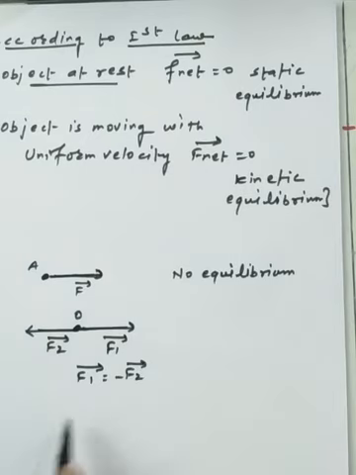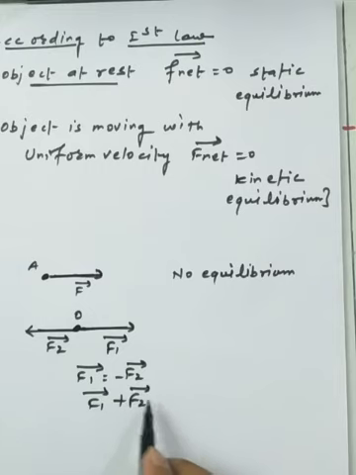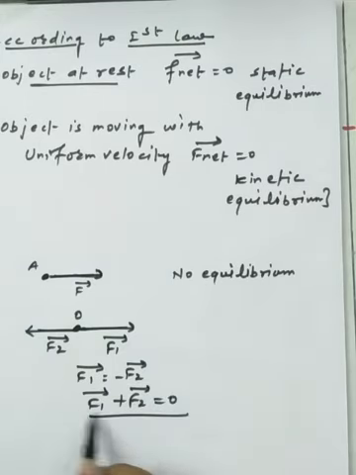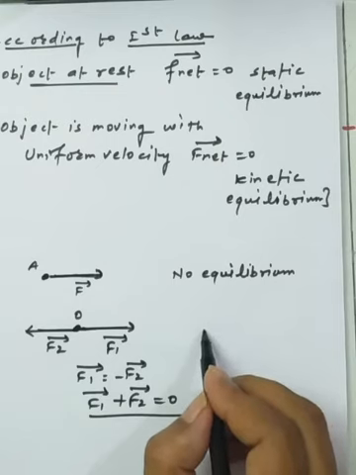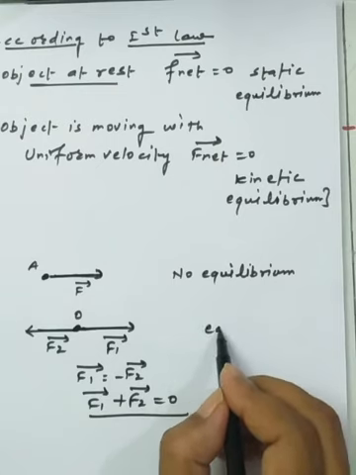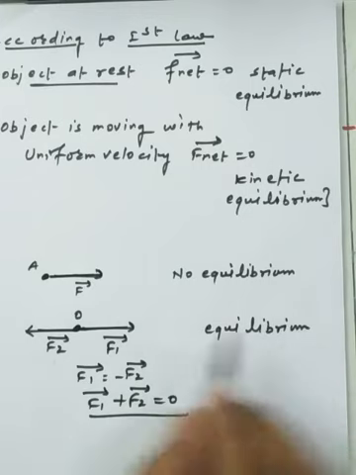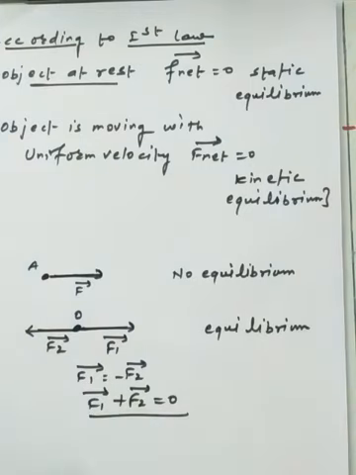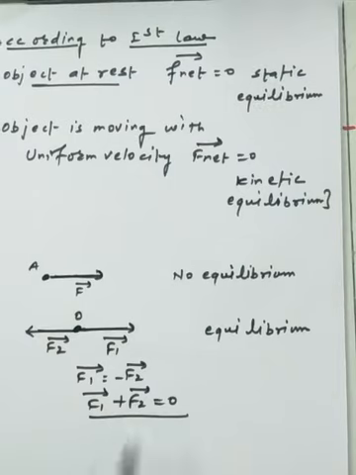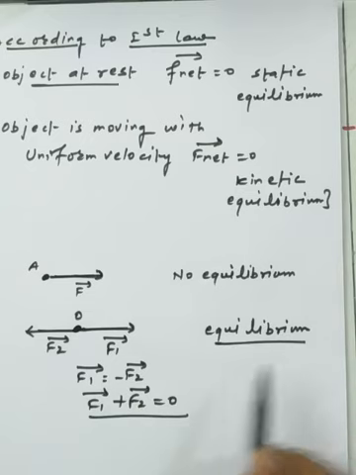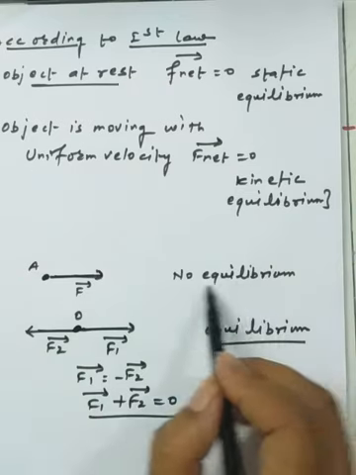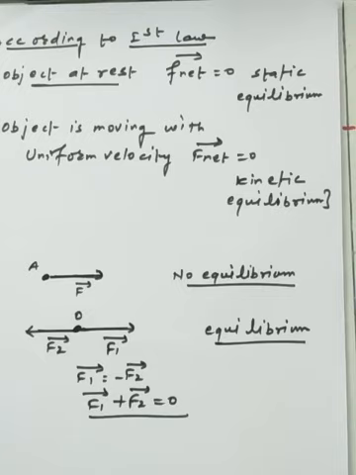So easily we can write that F1 plus F2, the resultant of the net forces, will be equal to 0. This is the condition or the state of equilibrium. The particle is not moving to the right or the left, it is in a static situation. The forces are known as concurrent forces and the condition is known as equilibrium. If the particle is moving in a certain direction, then this is the condition of no equilibrium.